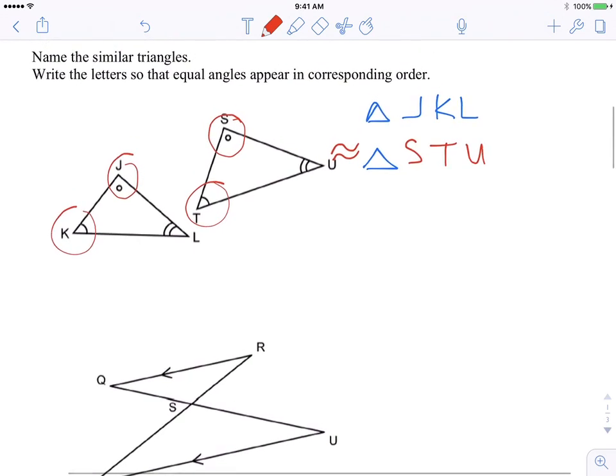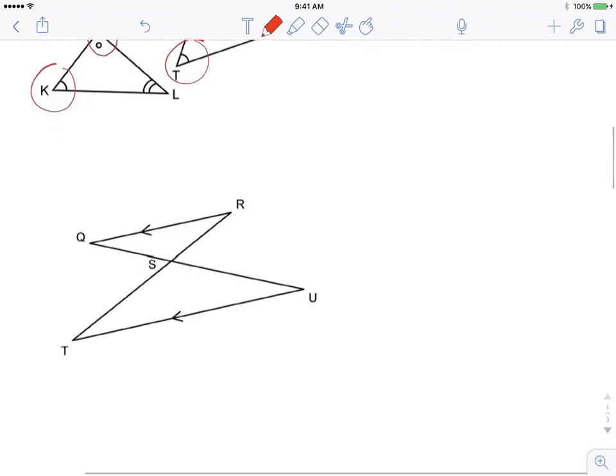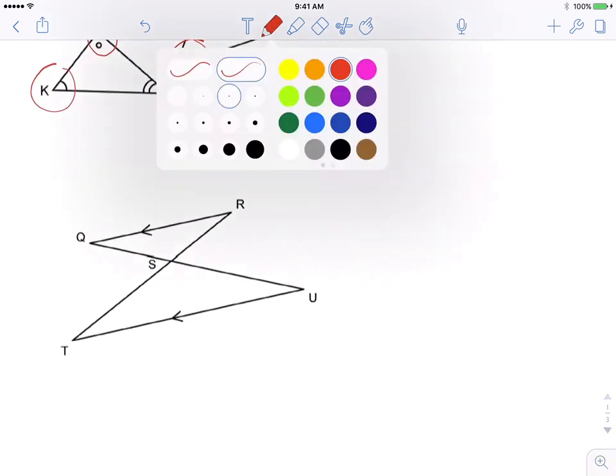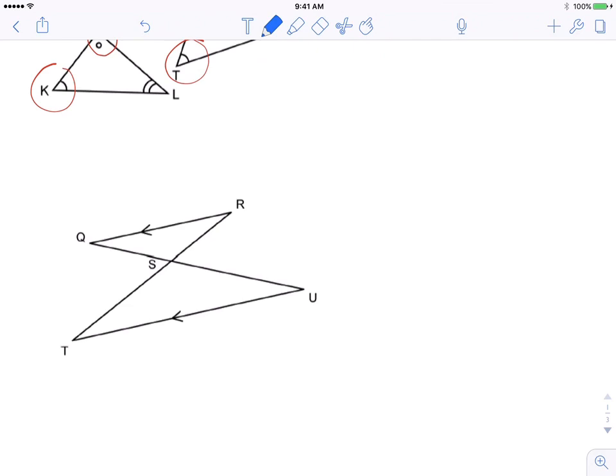All right, we have another diagram here. There are two triangles, and we're naming the similar triangles and writing the letters so angles appear in corresponding order. This time, you might want to try it on your own first. Pause the video and see if you get it the same. Fill in the letters on your own.